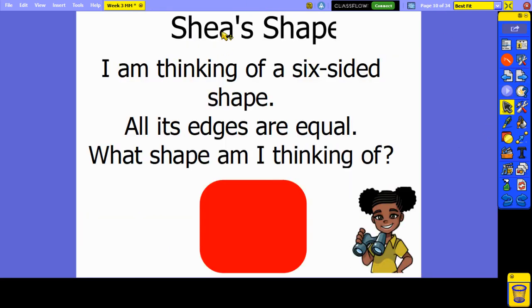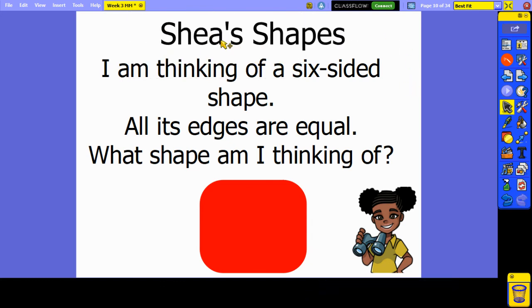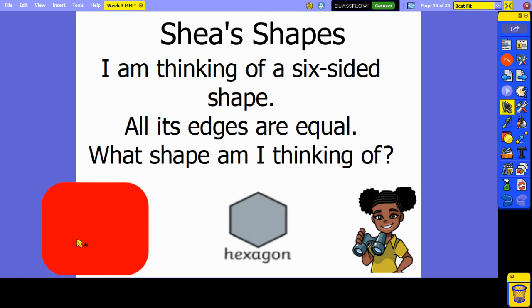And lastly, Shea and her shapes. Here's a clue for you. She's thinking of a six-sided shape. Its edges are equal. Six-sided shape. What shape is she thinking of? A hexagon. Six-sided shape, six sides, six vertices. It's a hexagon.